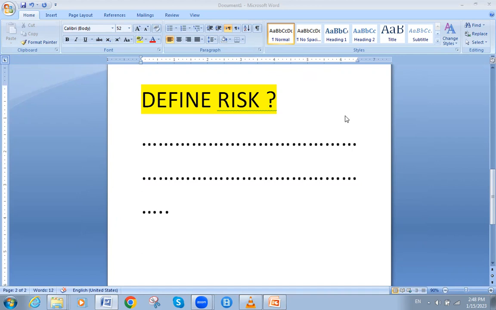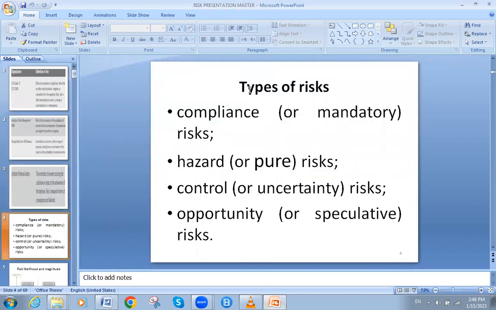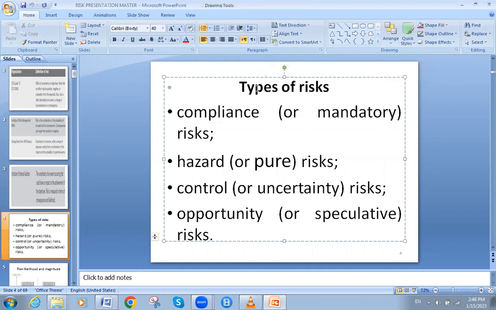Nice. We'll move to the next idea now in this video: the types of risk. What are the types of risk? We have compliance or mandatory risk, this is the first type. Second type, hazard or pure risk. The third type, control or uncertainty risk. Fourth type, opportunity or speculative risk. Those are the types of risk.